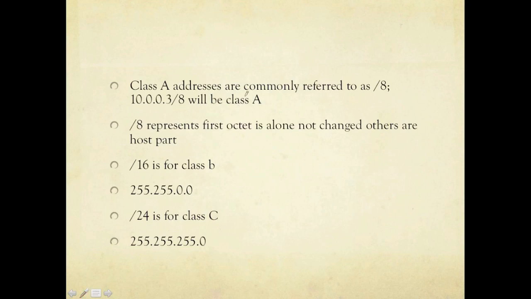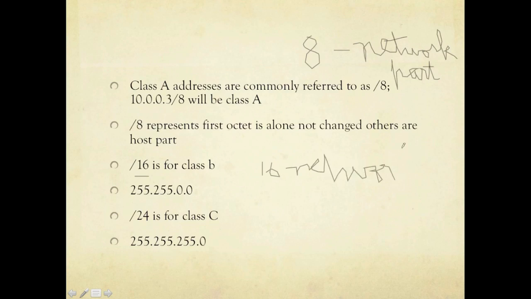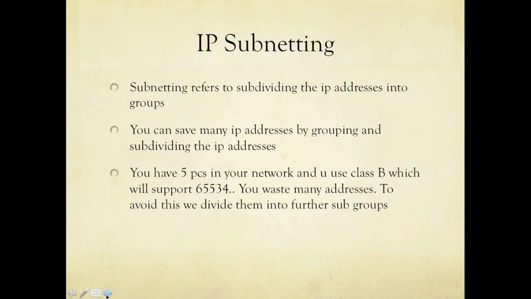So this way, class A addresses are commonly referred to as /8, an 8 bit network part. The first part alone is the network part. So for example, if 10.0.0.3/8, then it is commonly referred to as class A. This is one of the important concepts. In IP addresses, it will be represented as /8, /16 for class B, which is 255.255.0.0, and /24 for class C, the first 3 octets. So 8 into 3, 24 bits. 8 plus 8 plus 8, 255, 255, 255, which comes to 24. It's one of the important concepts for subnetting.